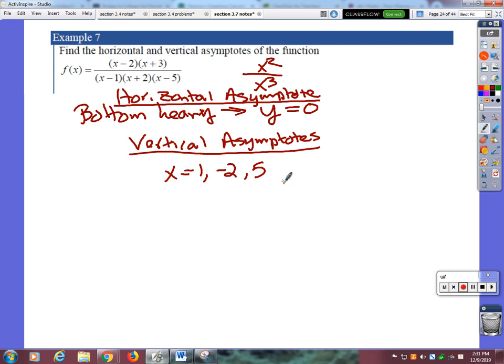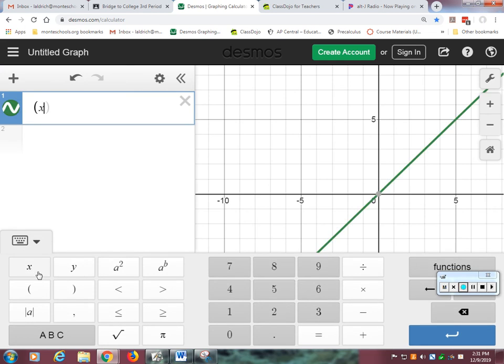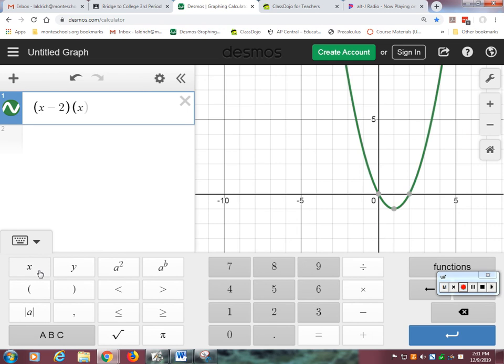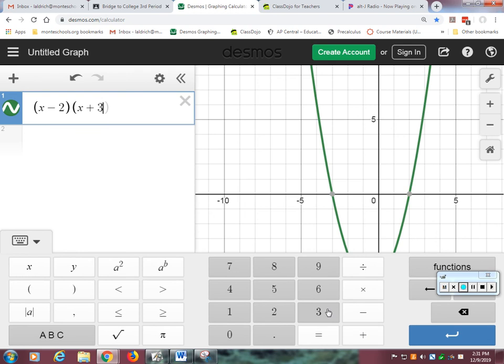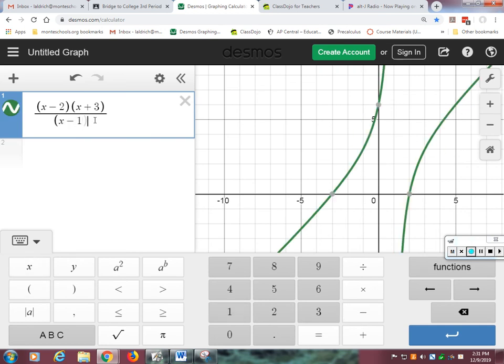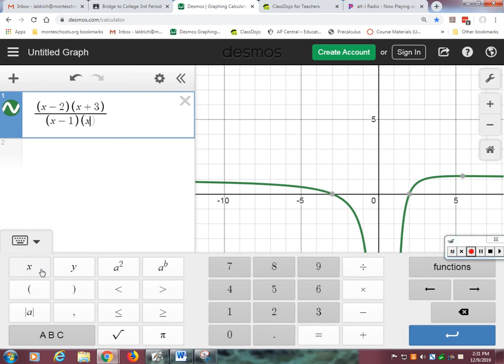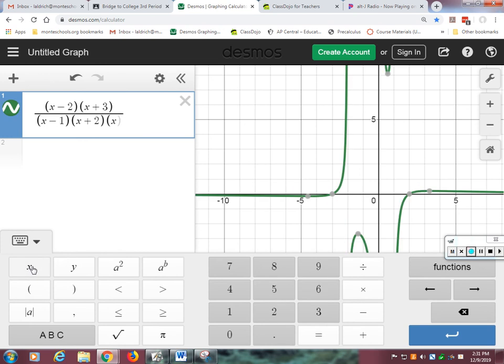Shall we go to the back cave? Yeah. Okay. That wasn't as good. So x minus 2 times x plus 3. X minus 2 times x plus 3. That's on top. And then what was on the bottom? Did you say x minus 5? Okay, thanks.